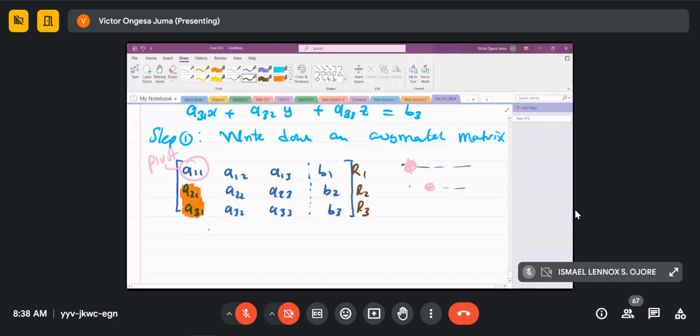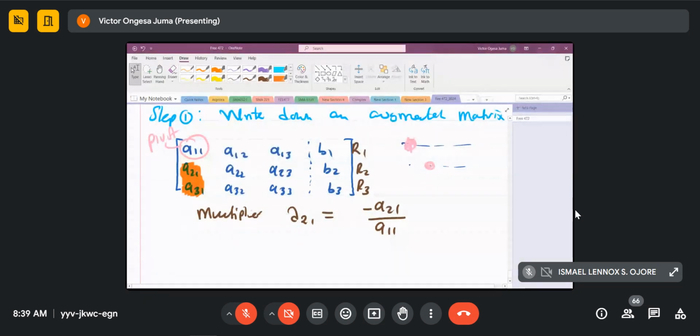So the multiplier, say lambda 21, means the multiplier for the second row will be the negative of this element of the second row, A21, divided by the pivot element, A11. That's the multiplier here. Each row will contain a multiplier, which is just the value of that row divided by the pivot element, and then you negate it. The idea is, if you take the multiplier and multiply by the pivot row and add it to the row you are eliminating, it will make that number 0. That's the idea.